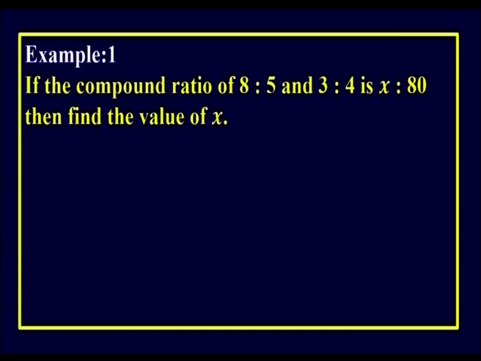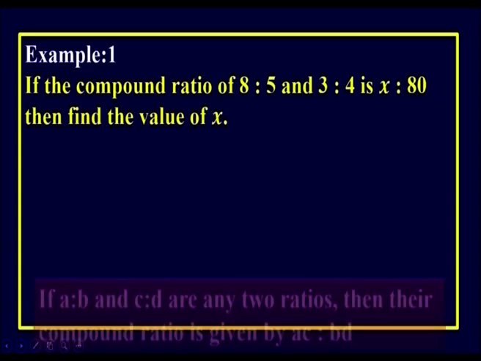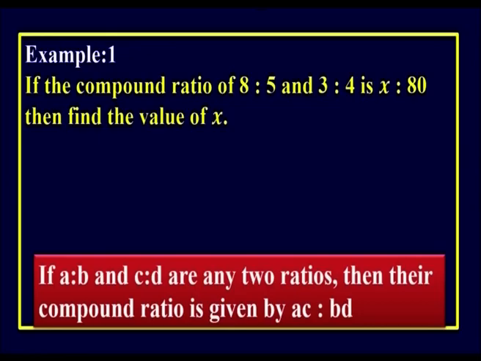So, children, what is given to us? These are the two ratios. The compound ratio of these two is x is to 80. So, first we need to find the compound ratio of these two, and whatever we get, we need to equate that compound ratio with x is to 80 and find the value of x. Got it, children? Now first let us see how to find the compound ratio. We have already seen that if A is to B and C is to D are any two ratios, their compound ratio is given by AC is to BD.